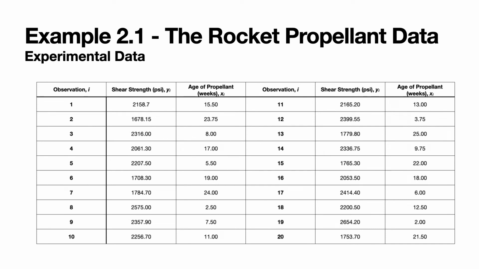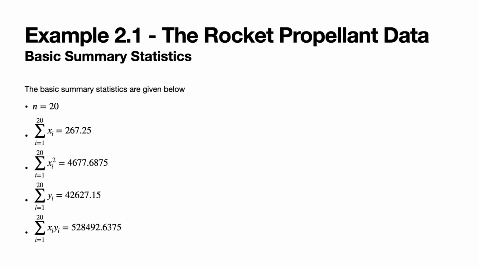And so we have here the data set that we looked at in a previous lecture video. And here are the basic summary statistics that we'll need to calculate the least squares estimators using the formulas. So we have the sample size of 20. The sum of the x values is 267.25. The sum of the squared x values, 4,677.6875. The sum of the y's you see here, 42,627.15, and then the sum of the x's times the y's, 528,492.6375.